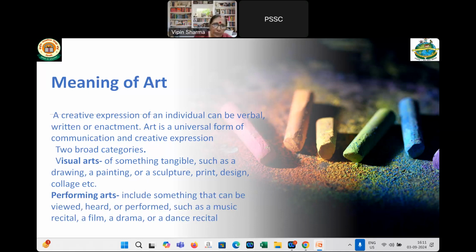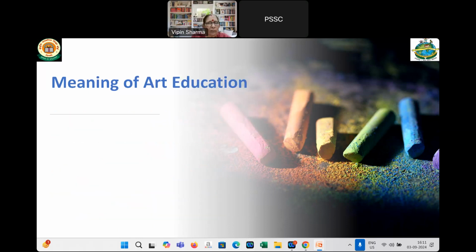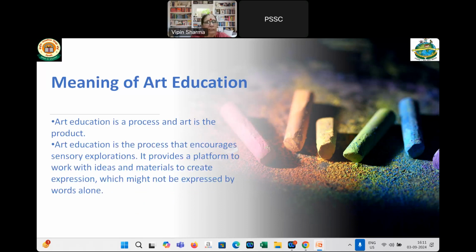So it has two aspects, visual art and performing art. Visual arts like painting and all, and performing art that includes something that can be viewed, heard, or performed, such as a music recital, a film, drama, or a dance recital. So two aspects, visual art and performing art. Now, the second aspect is art education. Art education is a process, and the art is the product.